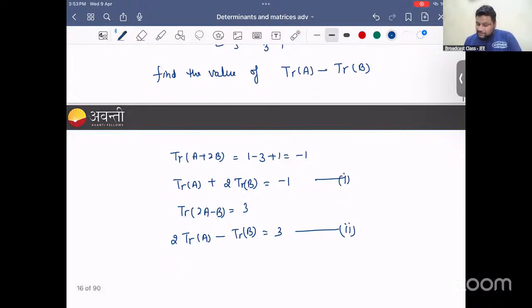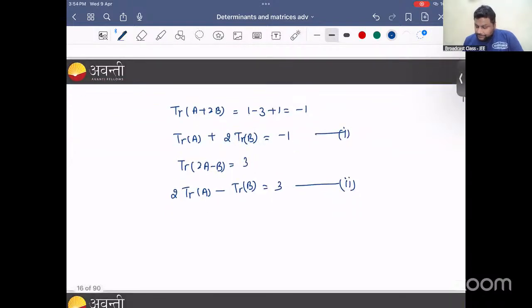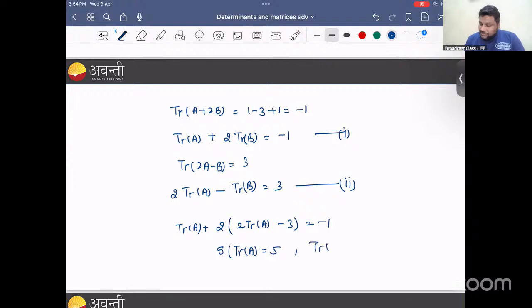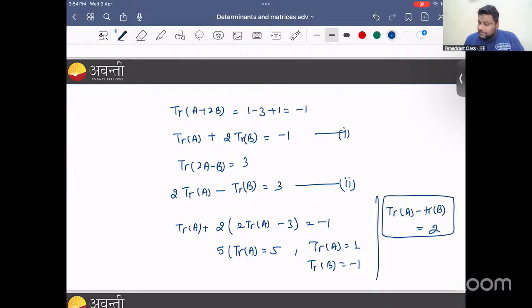Like, trace of B is 2 times trace of A minus 3, so trace of A plus 2 times that, 2 trace of A minus 3, is equal to minus 1. So 5 times trace of A is 5. That means trace of A is 1. You put it anywhere, trace of B comes minus 1. And if you subtract them, trace of A minus trace of B will be 2. This is going to be your answer.